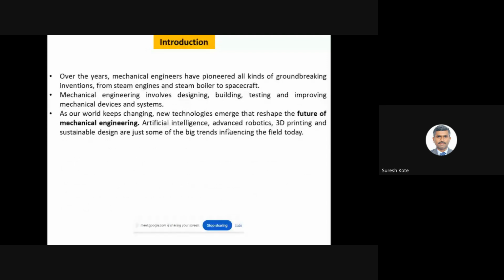Over the years, mechanical engineers have delivered all kinds of groundbreaking inventions, from steam engines to steam boilers to spacecraft. Mechanical engineering involves designing, building, testing, and improving mechanical devices and systems. As our world keeps changing, new technologies reshape the future of mechanical engineering, such as artificial intelligence, advanced robotics, 3D printing, and sustainable design. These are just some of the big trends influencing the field today.